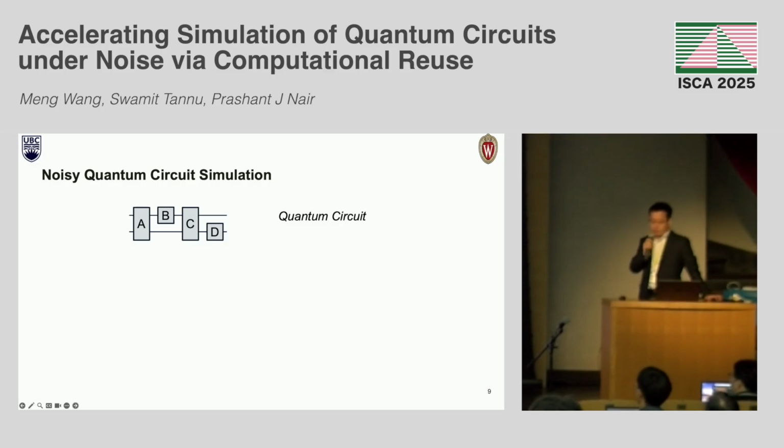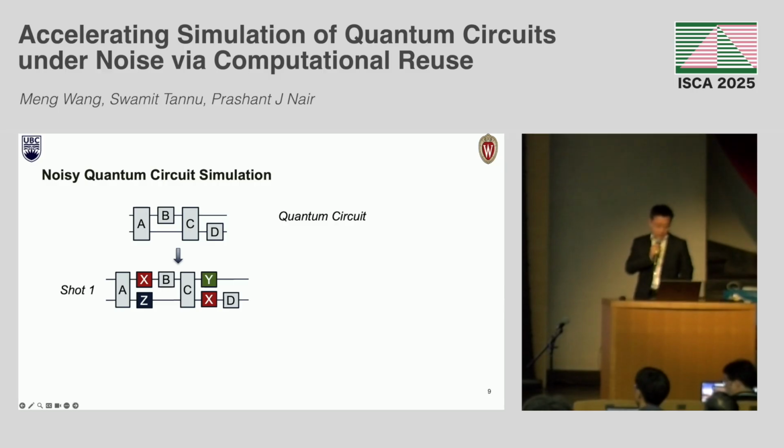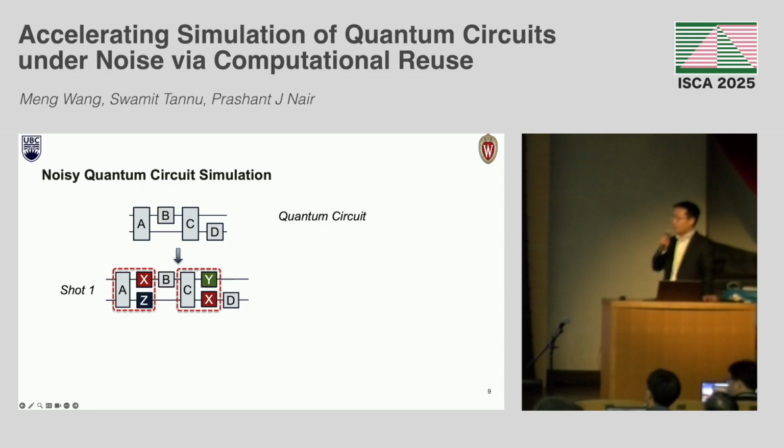So as a result, our original quantum circuit now becomes a noisy version. In this example, we have some errors that are added after the gate A and C, while we leave the gate B and D unaffected. Of course, this is just one way to insert noise. There are many possible configurations for where the noise operators can be added.